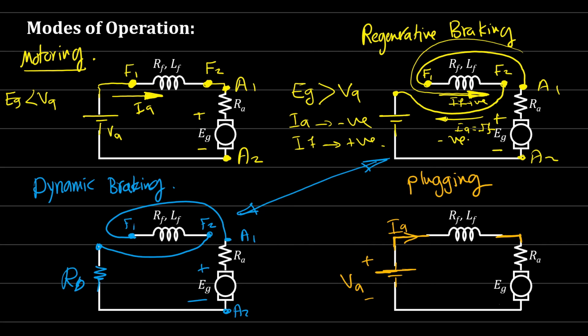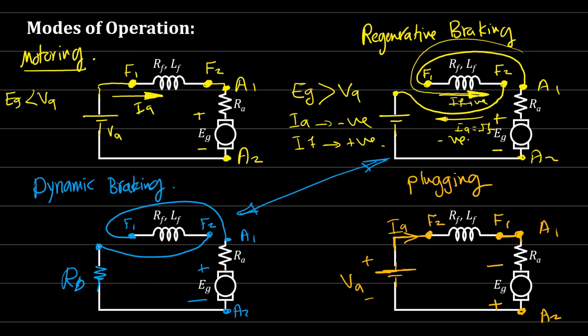Okay, at this point we reversed EG. EG at this point is giving negative voltage, and this is connected in the reverse direction. Okay, so this is F1 and here we have F2. This is A1 and A2. So we have our F. So IA and IF, of course, in terms of value, they are the same.